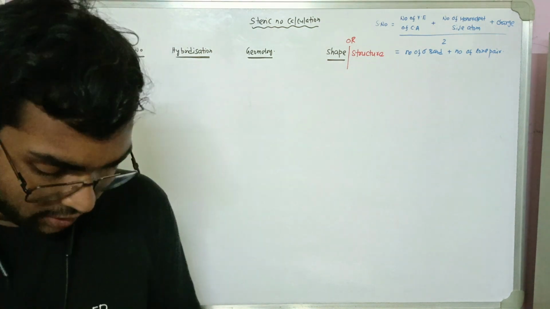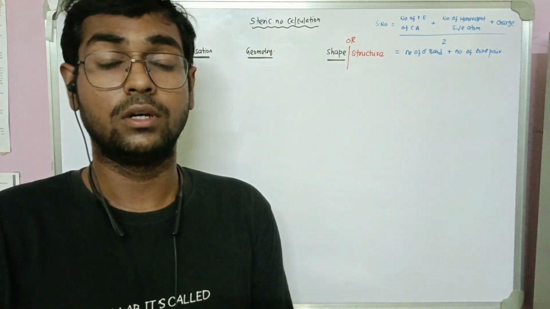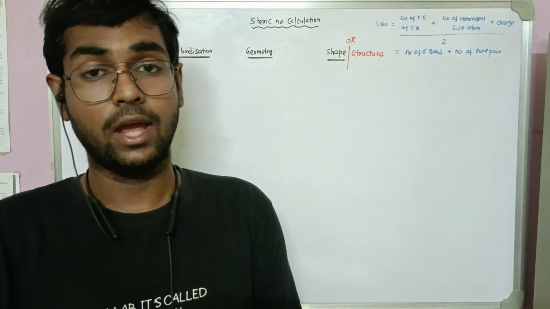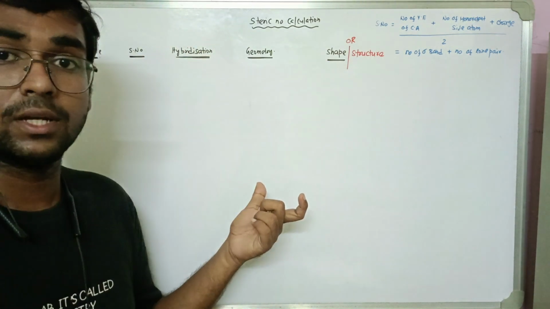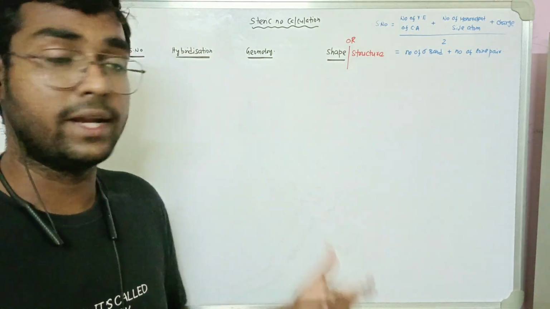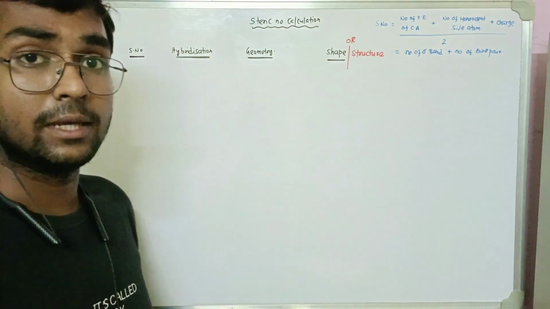Hello, welcome to another video of Chemo Topic, and today we will continue the concepts which we have discussed in the previous lecture, that is the hybridization concept, how to determine the hybridization from steric number calculation, the geometry corresponding to the hybridization, and the shape and structure.